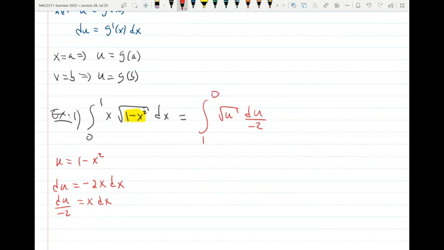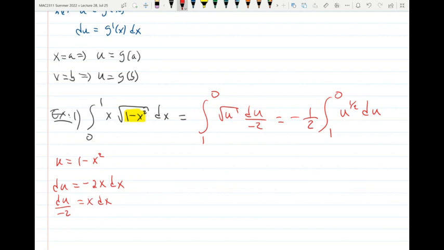So now my new limits are from 1 to 0. Do you understand this? We do it by just plugging into the substitution. All right? Now, I'm going to take out -1/2 from 1 to 0 of u to the 1/2 du. Now, if you don't like this from 1 to 0, I don't like it either, we can fix it.